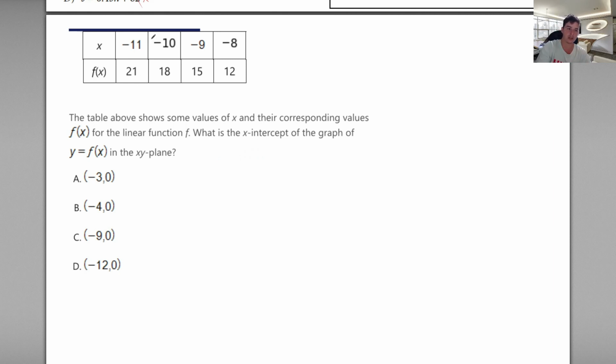We can do, as x increases 1, y decreases 3. So that's a slope: as x increases 1, y increases negative 3, decreases 3. So that's rise over run, negative 3 over 1, right? So we know the slope. And now that we have the slope and a point, let's pick a point. Any point is fine. Let's pick negative 8 and 12. Doesn't matter. It's going to give us the same y-intercept.